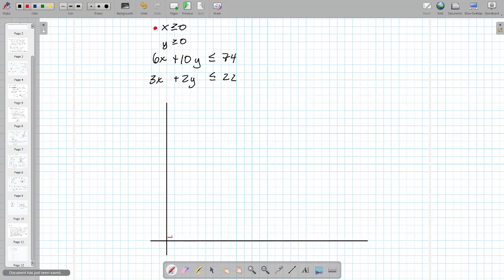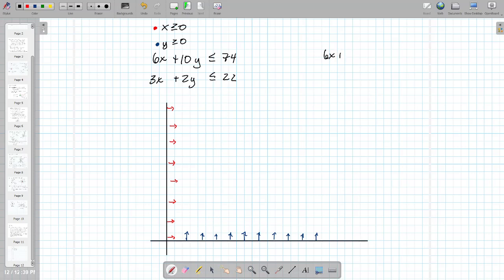X being greater than or equal to 0 means we are to the right of the y-axis. Y being greater than or equal to 0 means we're above the x-axis. We have this so far. Next, we need to plot these two lines.